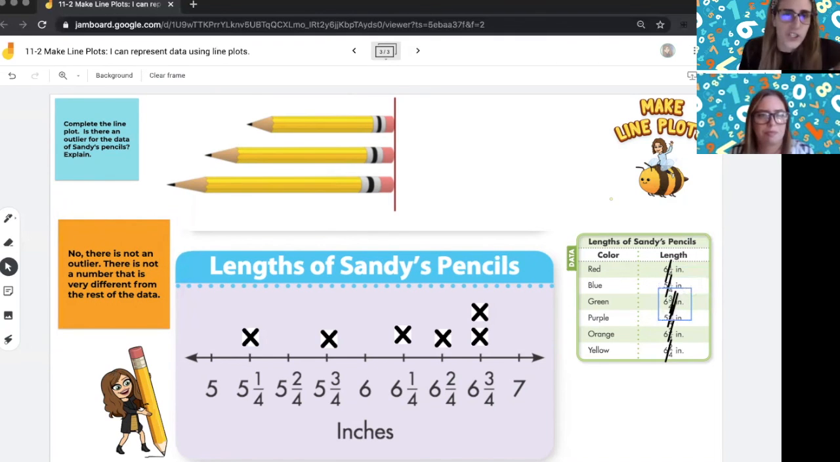There is no piece of data that is not similar to the rest of the data. I have a question for our students. Could they give us a number that they think might be an outlier if it were a length of Sandy's pencil?